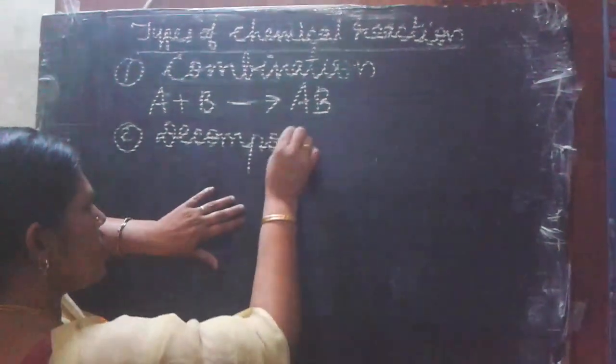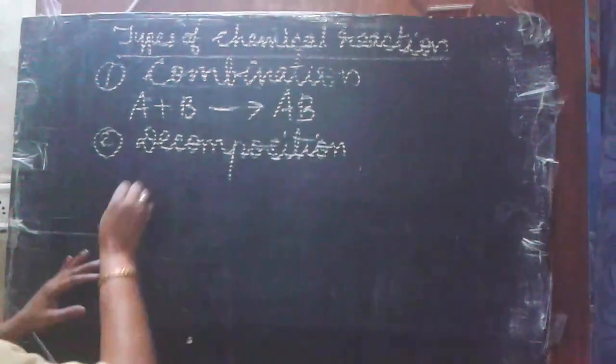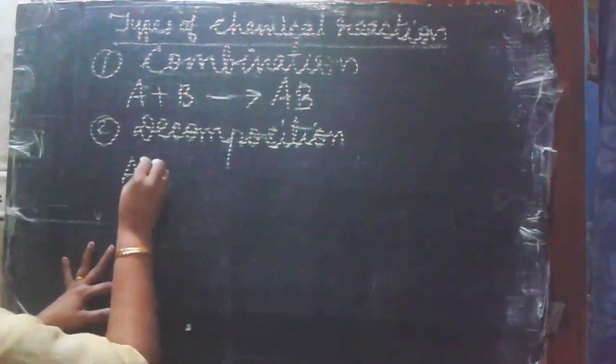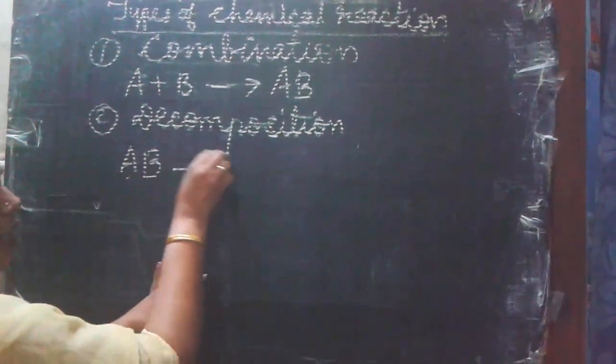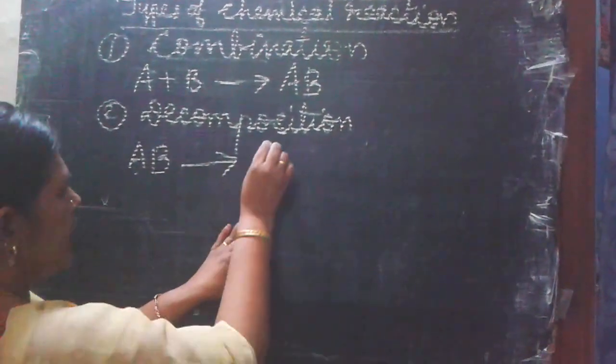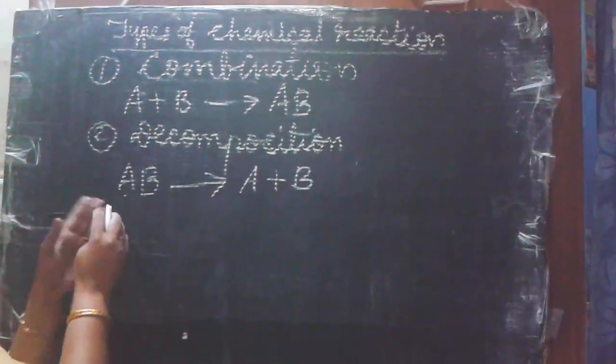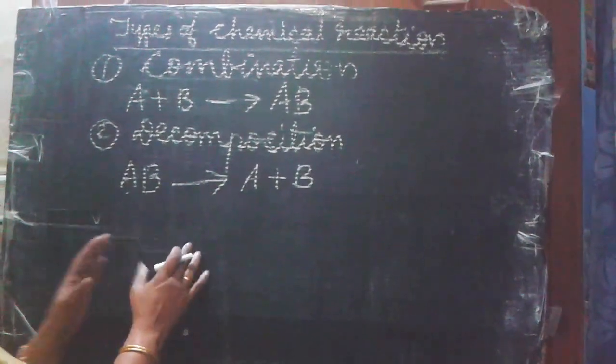In decomposition reaction, what was there? Just opposite to this. This AB is the reactant. Decompose means split into two, that is A plus B. So two new products are formed. So that is decomposition reaction.